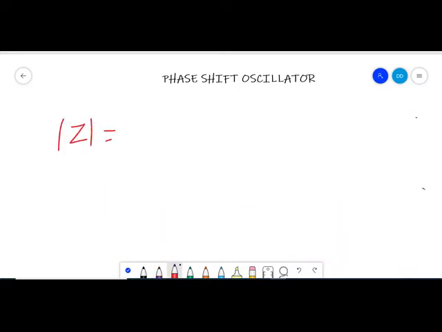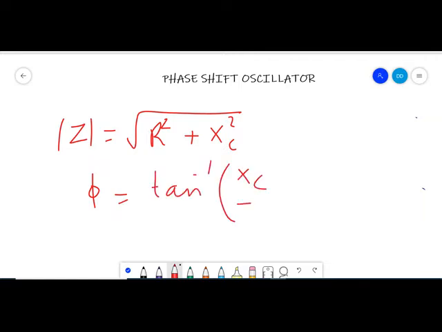The magnitude of Z can be written as square root of R square plus XC square, and the angle phi is tan inverse of XC by R. So the drop VR is in phase with the current, while the drop VC lags the current by 90 degrees. By using the proper values of R and C, the angle phi is adjusted in practice to get an angle equal to 60 degrees.